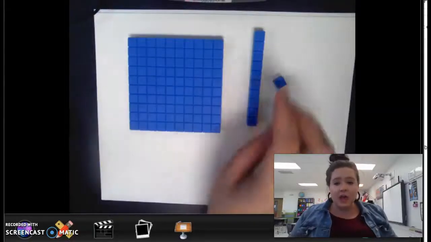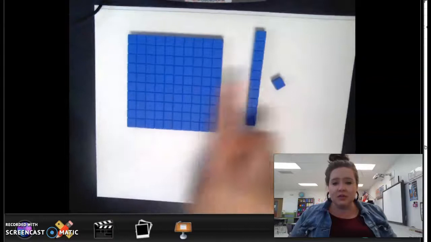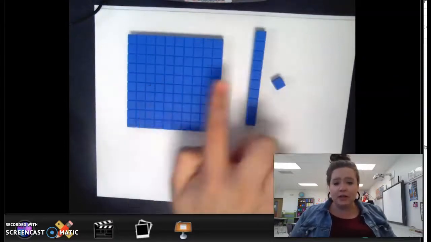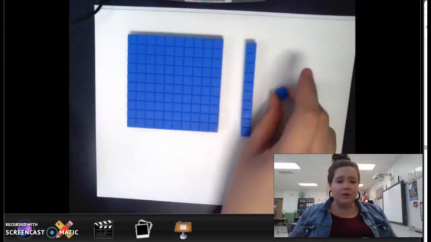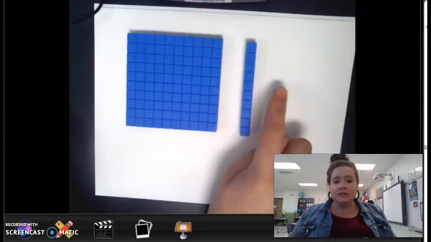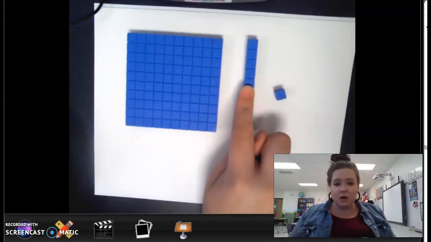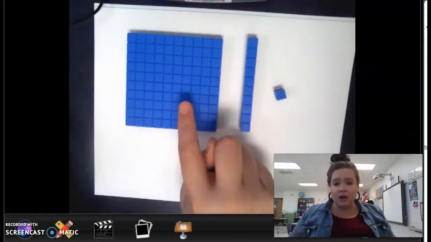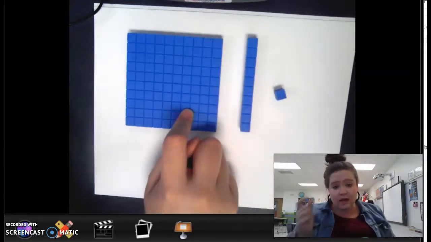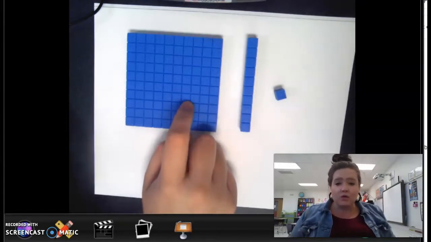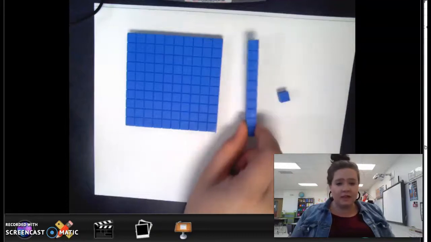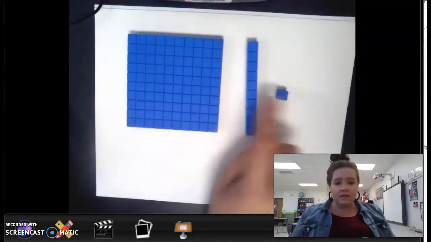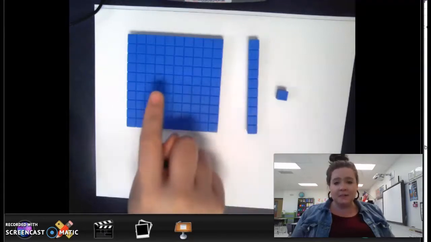Okay, so yesterday we talked about the relationship between these three place values, my hundreds, tens, and the ones. And if you remember from yesterday, we said that there are 10 ones in your tens rod, and there are 10 tens in your hundreds block. So today we're going to expand on this learning, and we're going to go to our hundred thousands. So there's 10 of these in one of these, and there's 10 ones in 10, 10 tens in 100.